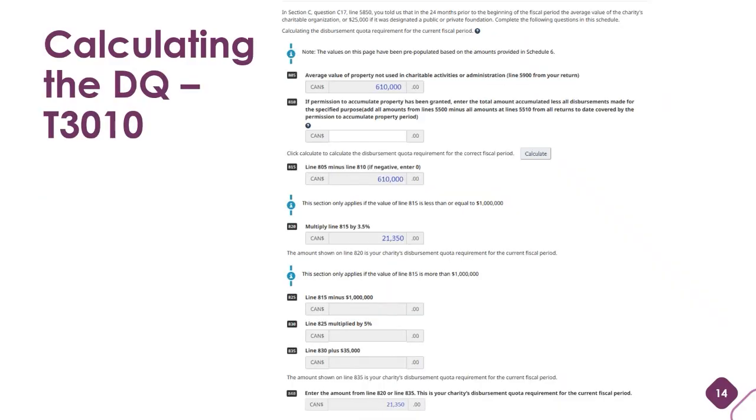Here's how we would present these amounts in the T3010, just to help you visualize these concepts a bit better. Our average value of property would go on line 805 and 815. Whether you are filling it out online or on paper, it has to appear in both spots. Then the average value would be multiplied by 3.5%, and the total, the DQ amount, would be added to line 820 and then be automatically added to line 840. You can always use our guide T4033 to walk you through filling out each of these lines if you are unsure.